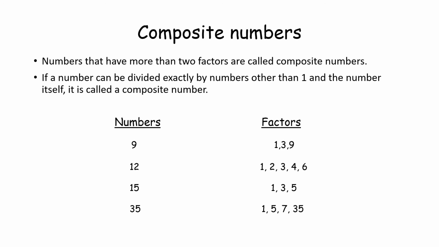So I have written the factors here. For 9, 1, 3 and 9. Similarly for 12, 15 and 35. Now if you look at them, they have more than 2 factors, meaning other than 1 and the number itself, they have more factors. So all these numbers, which have more than 2 factors, are called composite numbers.